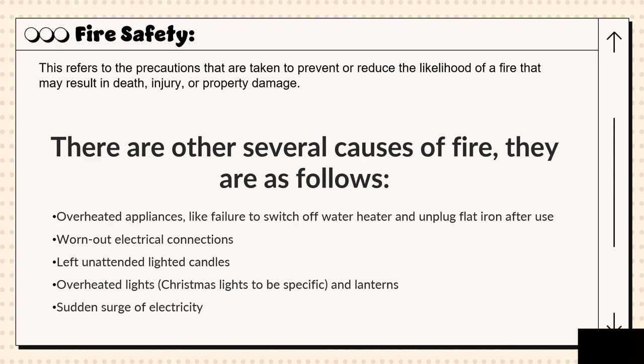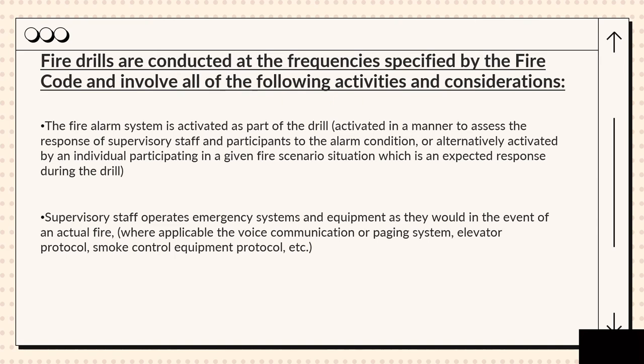So next, okay, fire drills are conducted at the frequencies specified by the fire code and involve all the following activities and considerations. Number one, the alarm system is activated as part of a drill. It is activated in a manner to assess the response of supervisory staff and participants to the alarm condition, or alternatively activated by an individual participating in a given fire scenario, which is an unexpected response during the drill.